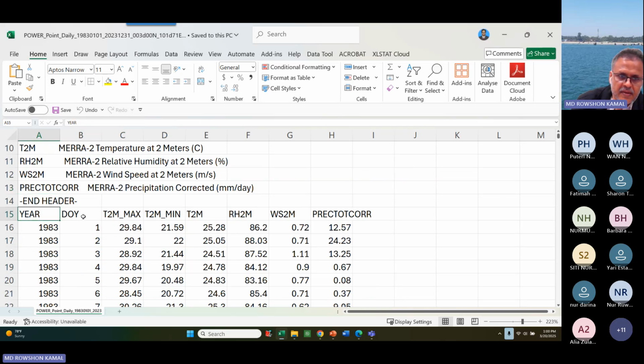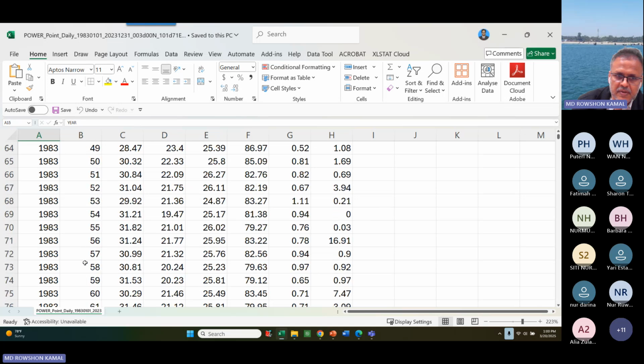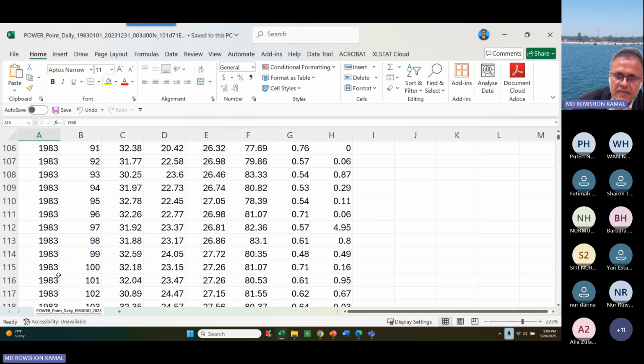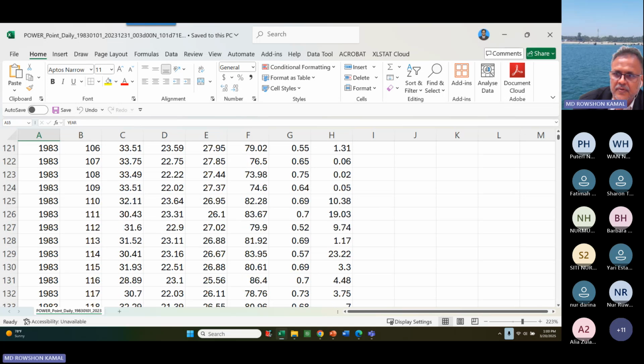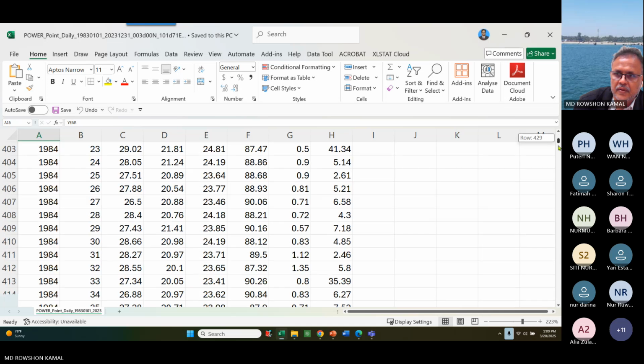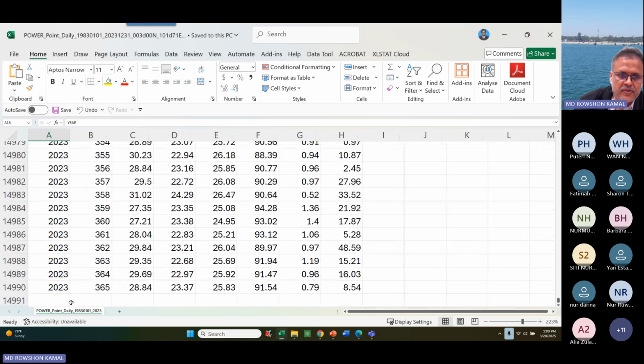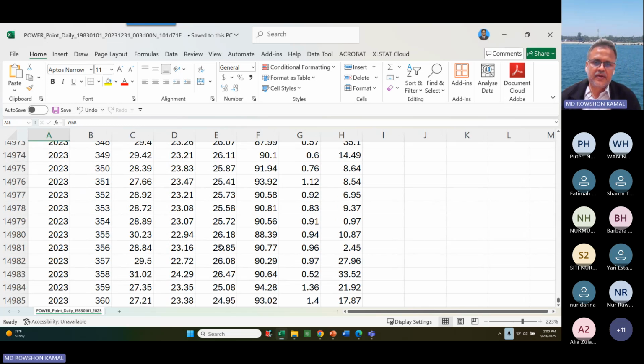This is the year, this is the day of the year. It doesn't give the date. It comes like this: 1, 2, 3. Let's say for this one we have 365 days, all in 1983. And this is the data. It goes until 2023. You can see the last one is 365, which means it is available. So this is the data.